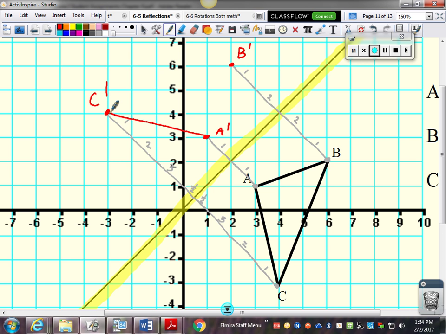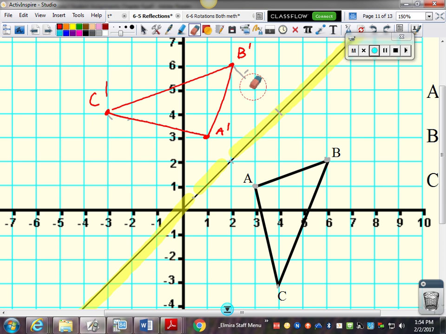Connect. Connect. Connect. And again, these lines that I've drawn in gray, these are things that you should erase when you are done, because they're kind of distracting. Okay, so it's diagonal from line to line.